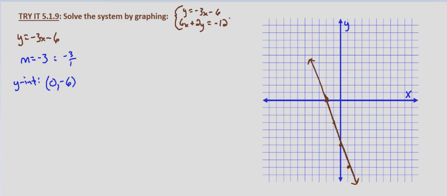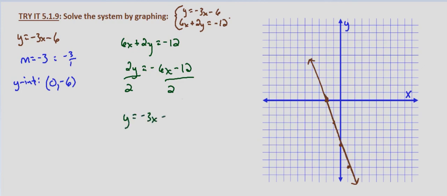So our second equation, we are given 6x plus 2y equals negative 12. Again, you can graph this in any way that you like. You can plot points. You can find the intercepts by plugging in x equals 0 and plugging in y equals 0 and solving for the other variable. Or you can do what I'm going to do as usual, and solve for y to put it into slope-intercept form. So 2y, subtracting 6x from both sides, equals negative 6x minus 12. Divide both sides by 2. And we have y equals negative 3x minus 6.